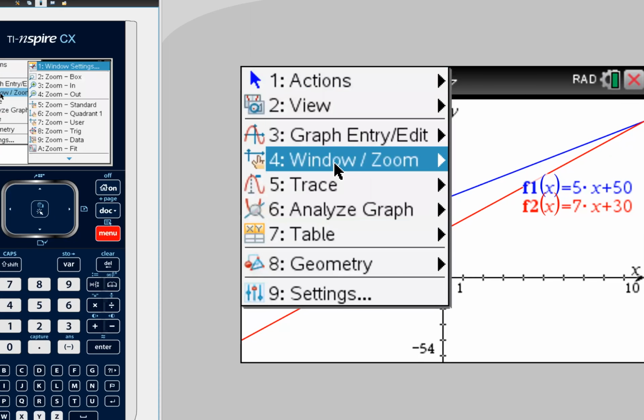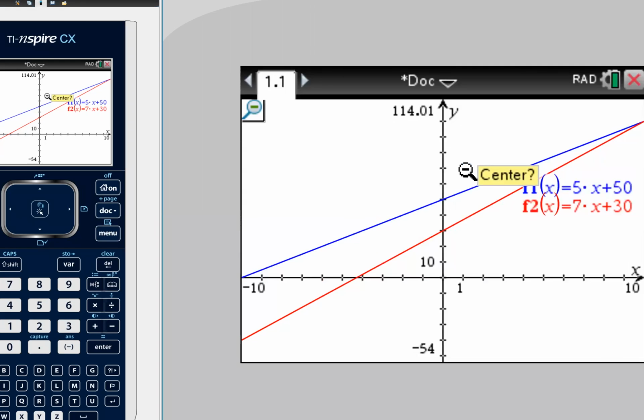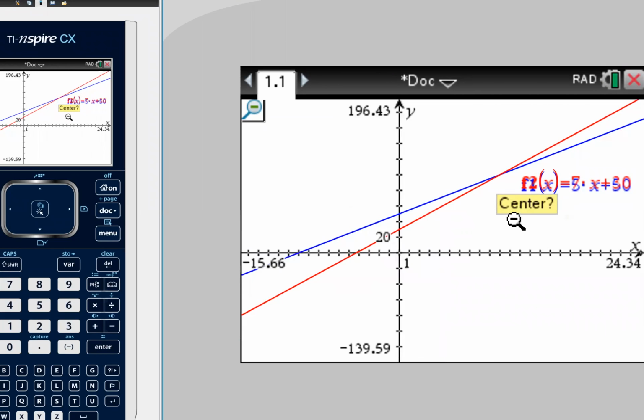If you go back to window, you can see zoom out. It becomes a magnifying glass and it says center. Where do you want the center of your graph to be? Just anywhere in the first quadrant. And then notice what happens. It brings it to the center. You just have to be careful with this because notice my magnifying glass is still there. So you want to hit escape and then your normal cursor is there.